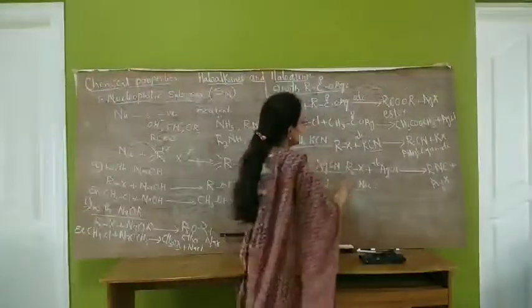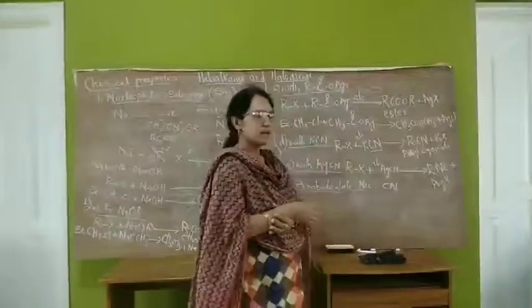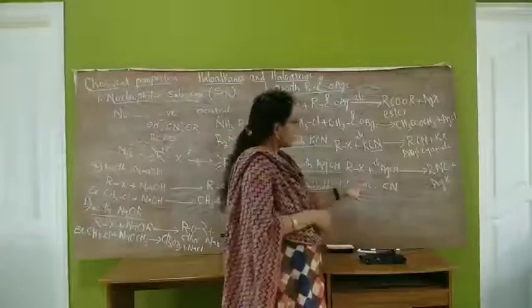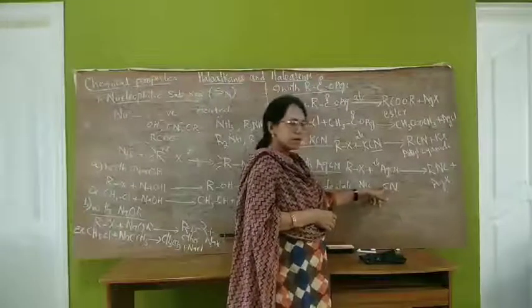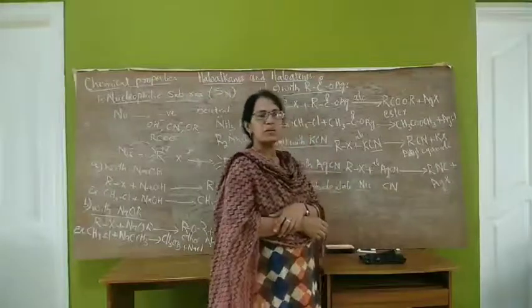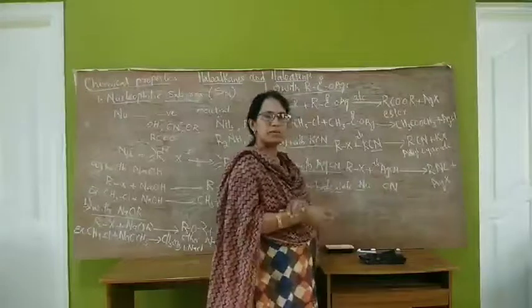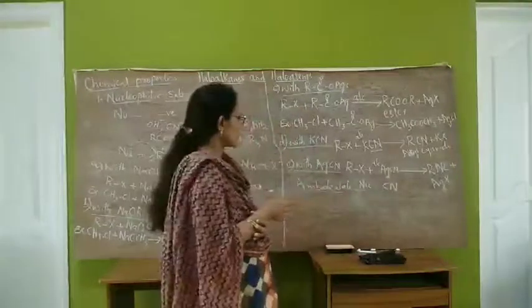Cyanide is an ambidentate nucleophile. It is called ambidentate because both the atoms, carbon as well as nitrogen, can donate electrons. Both these contain electrons, so both the atoms can act as nucleophiles here.